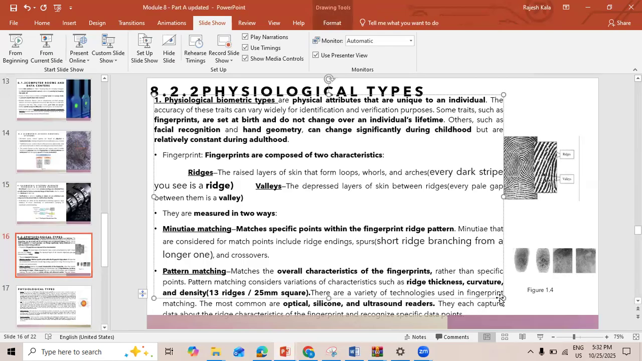How do we measure this? By using either an optical reader, which scans light and reads the fingerprint ridges and valleys, or an ultrasound reader. They will capture these things. That is why whenever you scan a fingerprint, light goes over it; light will be scanning your fingerprints.